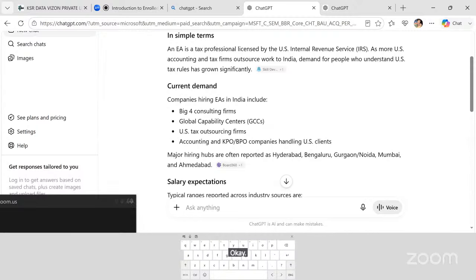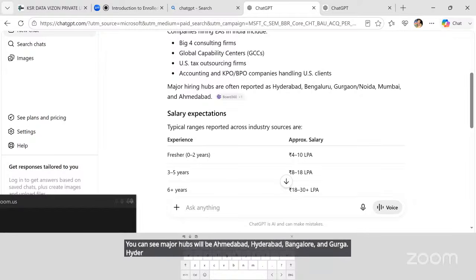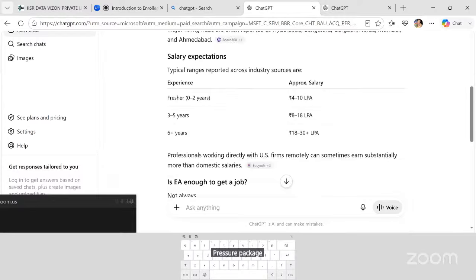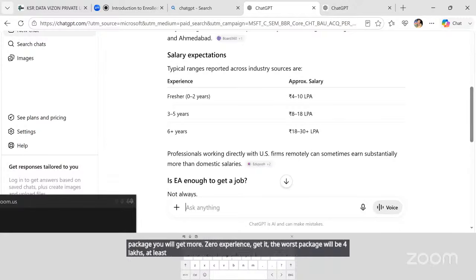You can see the major hubs will be Ahmedabad, Hyderabad, Bangalore, and Gurgaon. Hyderabad is actually first, later Bangalore, Mumbai, and Ahmedabad. Fresher package: for a zero experience person, the worst package will be at least 4 lakhs. But if you complete all 3 papers, you can expect at least 7 to 8, 9 lakhs package.